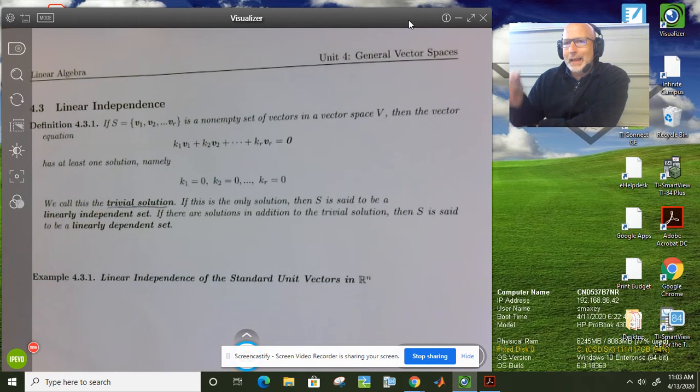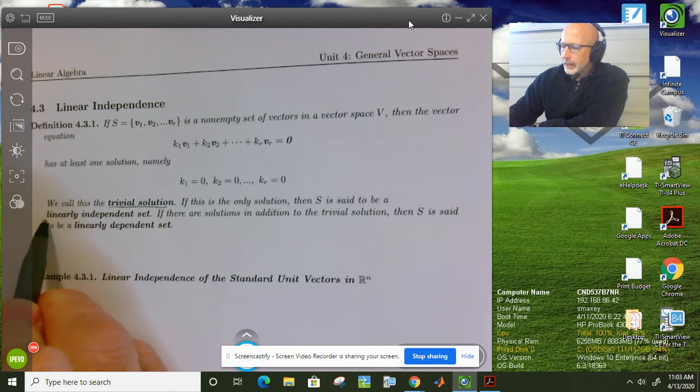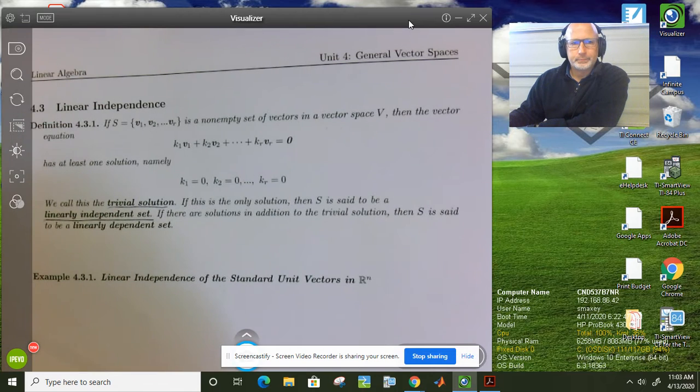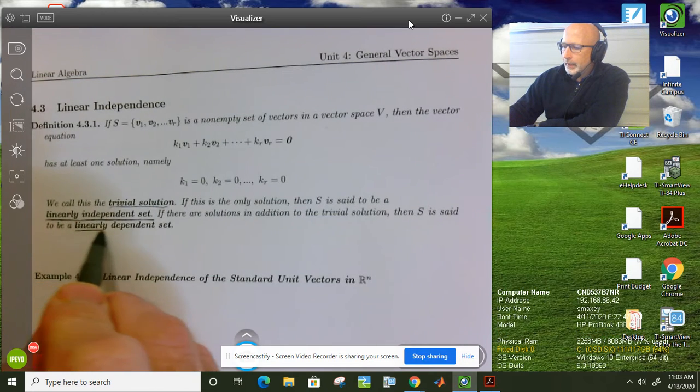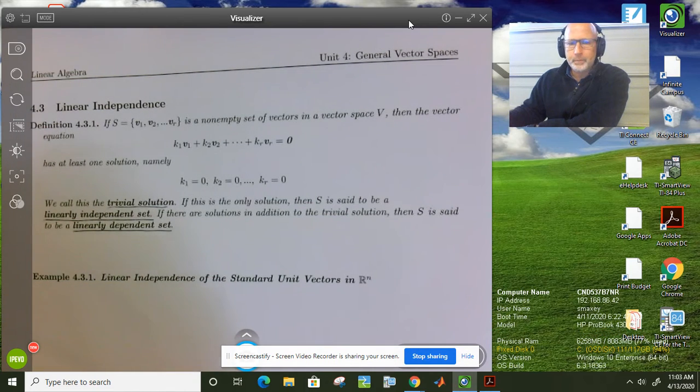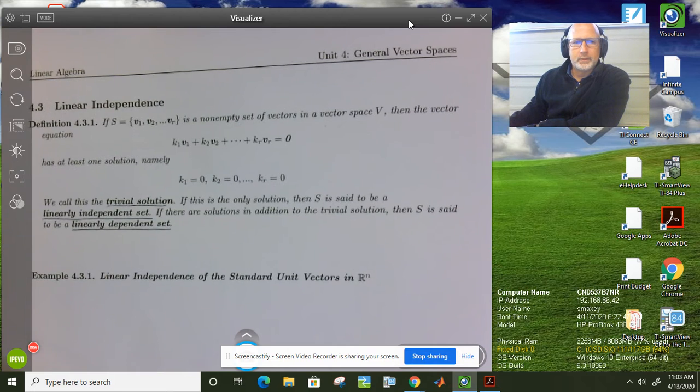Now, if it doesn't have any other solutions, then we're going to call this a linearly independent set. Okay. If there are any other solutions that it potentially could have, then it's called a linearly dependent set. Okay. We'll talk about what this means just down below.